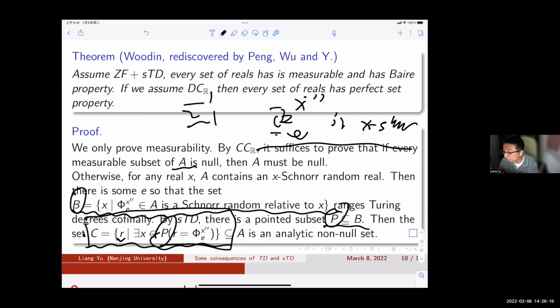By a similar argument for the Baire property, you can use low for genericity. Then you get that every set of reals has the Baire property. And for the perfect subset property, you need some more tricky argument. We just skip it.